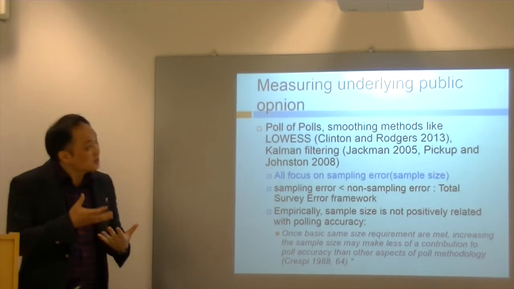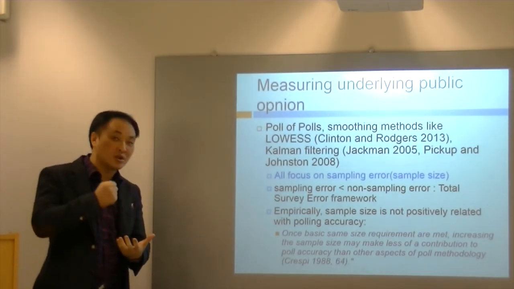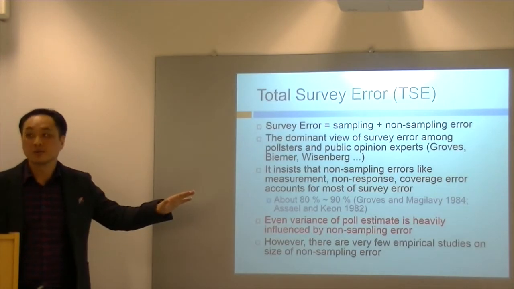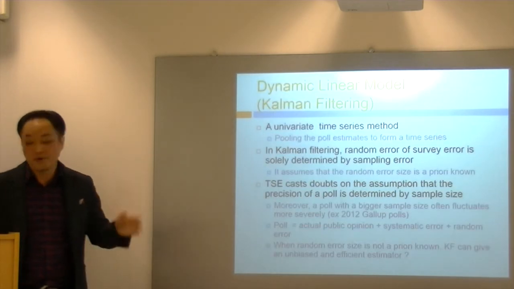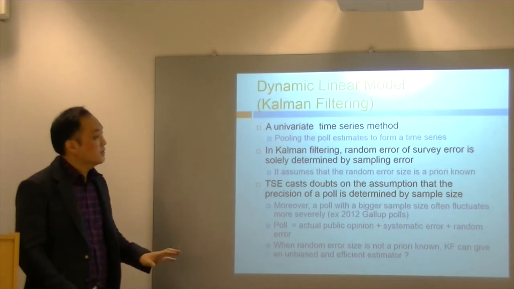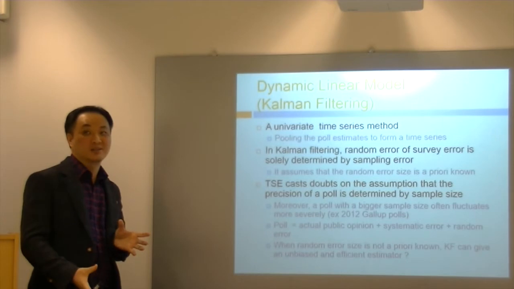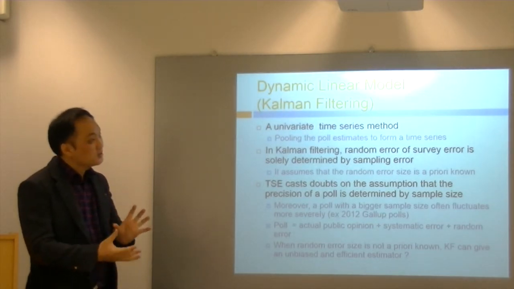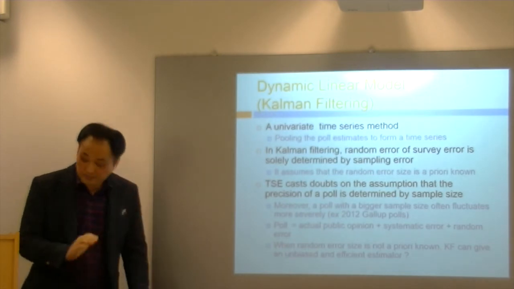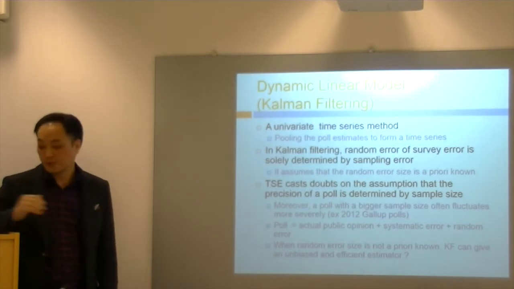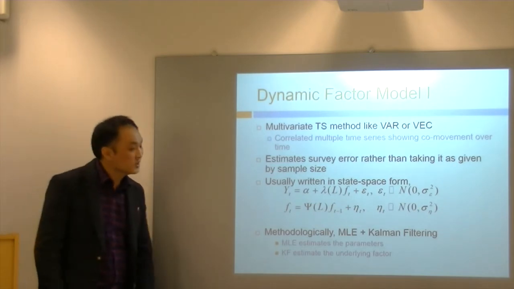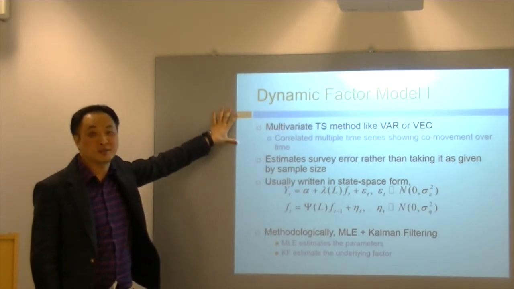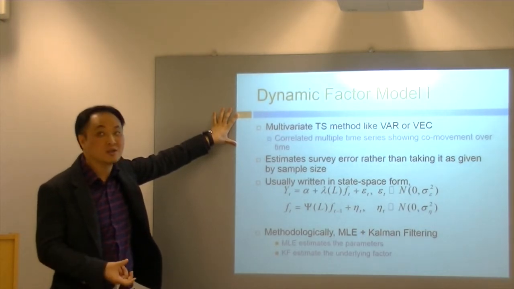However, this assumes that sample size, or sampling error, determines the survey error. But as I told you, TSE says no. Non-sampling error is much bigger than the sampling error, even for the variance of survey error. So this means we should not use sample size to determine the size of survey error, or in estimating the underlying public opinion. Okay? So in this paper, we try to introduce a new method called a dynamic factor model, which was developed by econometricians, to measure underlying real public opinion.